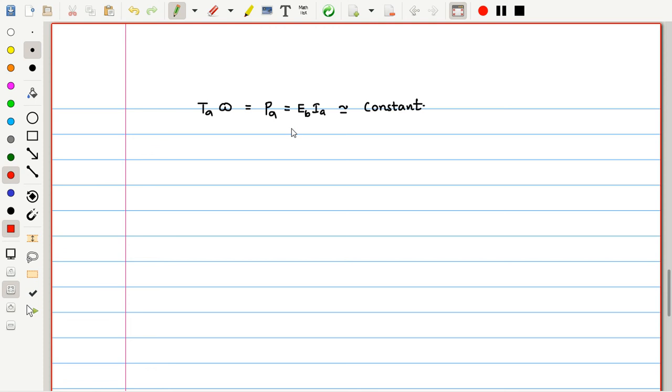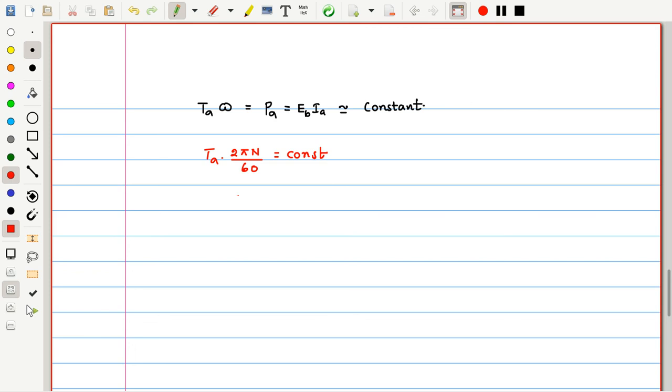So if the armature power is constant, we can think of what the speed versus torque nature will be. We know that omega can be written as 2 pi N by 60. So can I write this as Ta into 2 pi N by 60 is equal to constant?